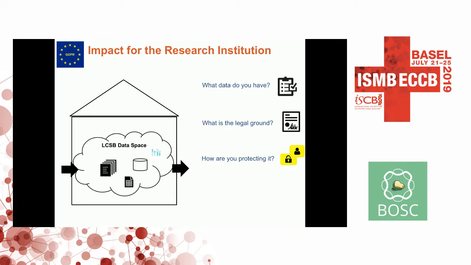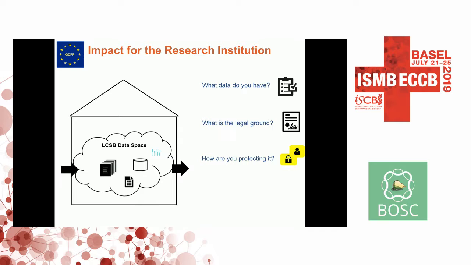So when the day for the dreaded GDPR audit comes, the institute will be asked these 3 questions. What data do you have? What human data do you have? So for that, you need to know which groups have which data and so on. What is the legal ground for having that data?